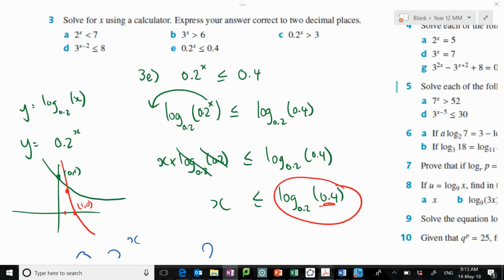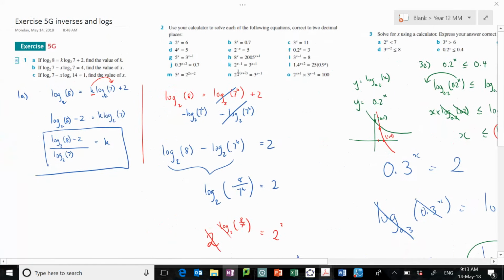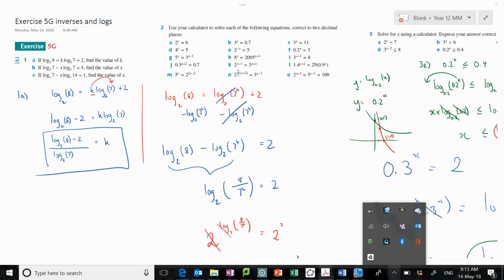Okay. But that's pretty much exercise 5G, inverses. Just want you to revise that idea that whatever the base is, you can do the inverse of that base by using log. Okay, that's all you're doing. Base and then inverses, the same things. Okay. I'll leave it there, and then you guys can revise for your SAC coming.